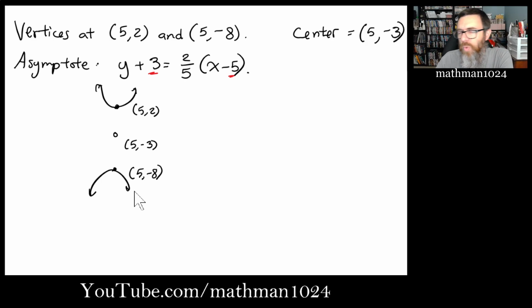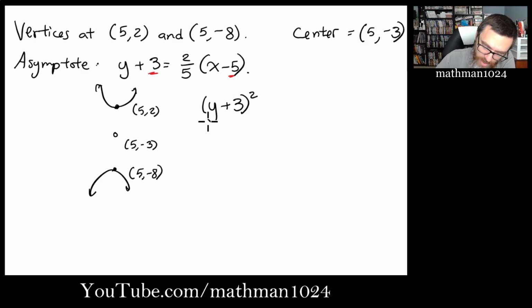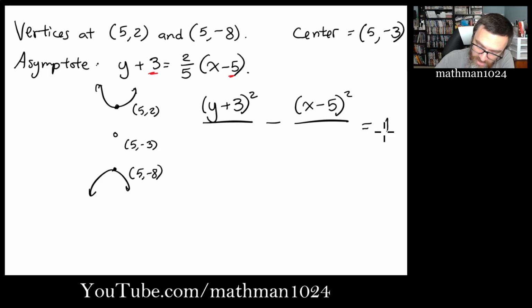which tells me that the y part is going to be the positive one of my equation. So we're going to take (y + 3) squared over something, we'll come back to that, minus (x - 5) squared over something, and this equals 1. All right. Well, if you look at the way that y is set up, the distance here and the distance here are both 5 units.